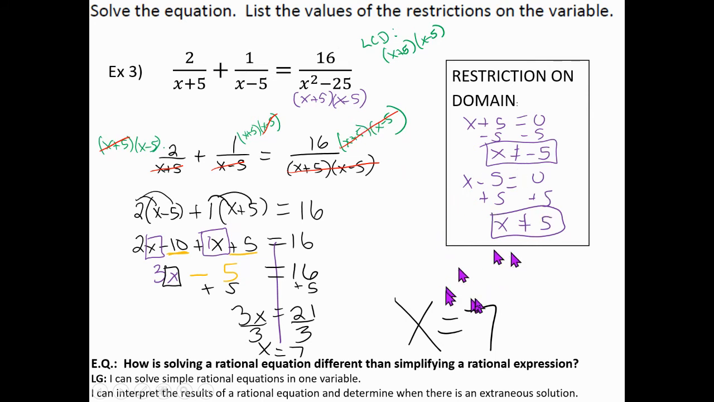But the last step is going to be to check our restrictions. So this says x equals 7. Does this say x cannot equal 7? No, it says 5. So then this is our answer.